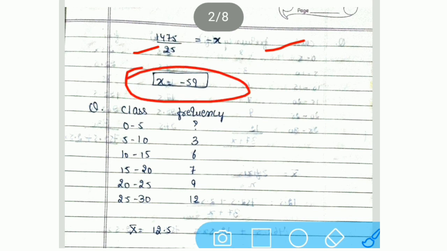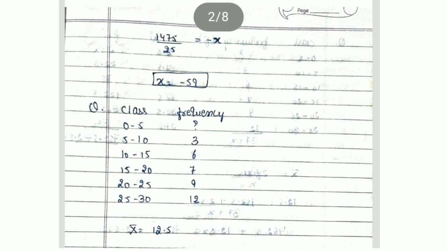So this is our missing frequency. Here I am calculating one question of this missing frequency. Other questions are already calculated in the class. So you go through all the questions and calculate them again.